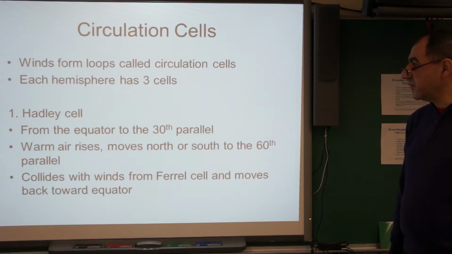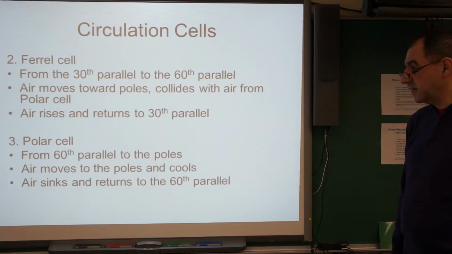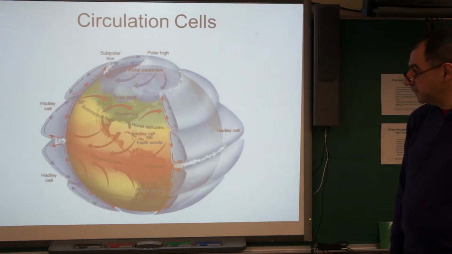Circulation cells: winds form loops called circulation cells. Each hemisphere has three cells: the Hadley cell, the Ferrel cell, and the polar cell. And these are the three cells.